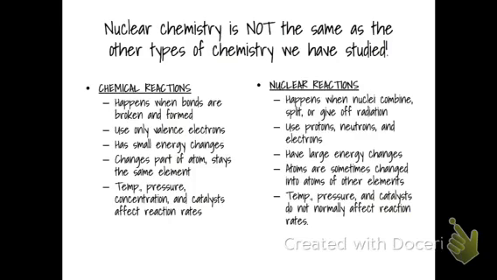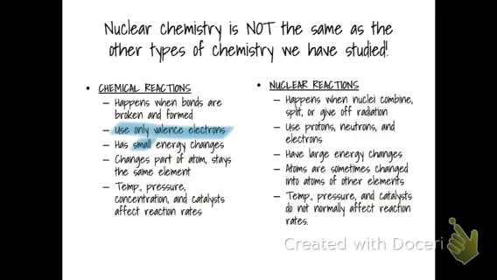Alright, so nuclear chemistry is not the same as other types of chemistry that we have studied. There are a few notable differences. Number one happens when bonds are broken and formed. They use only valence electrons and they have small energy changes. That's a big deal. It changes part of the atom, but the element stays the same. Temperature, pressure, concentration, and catalyst affect reaction rates. Now, we dealt with that earlier, so you should understand that.